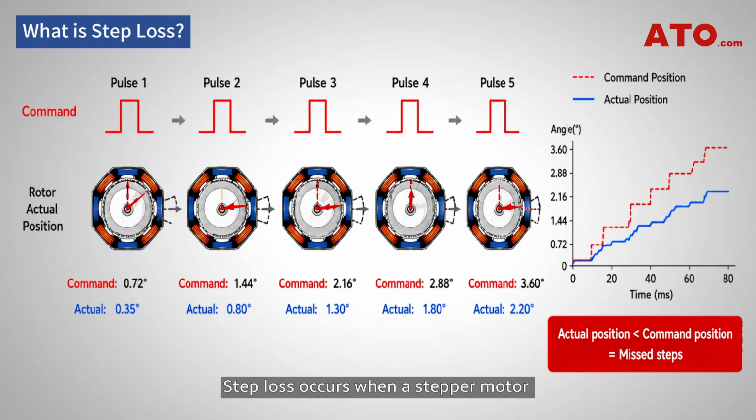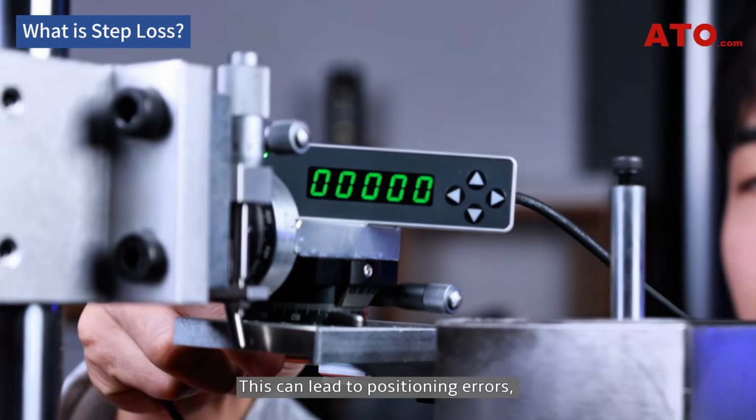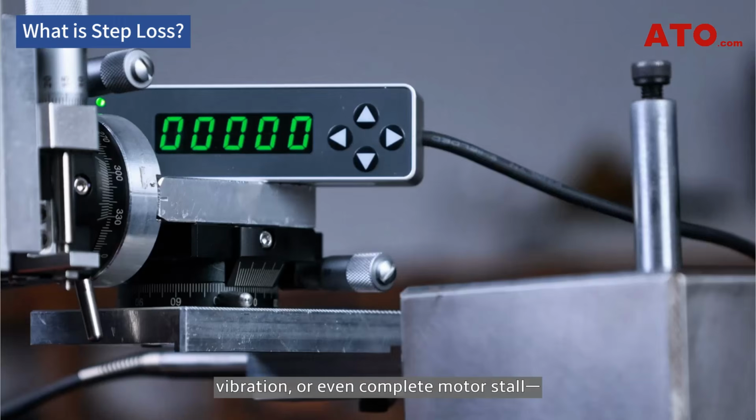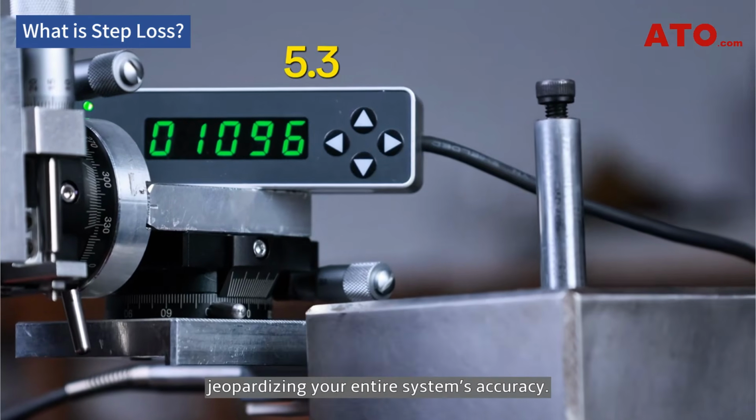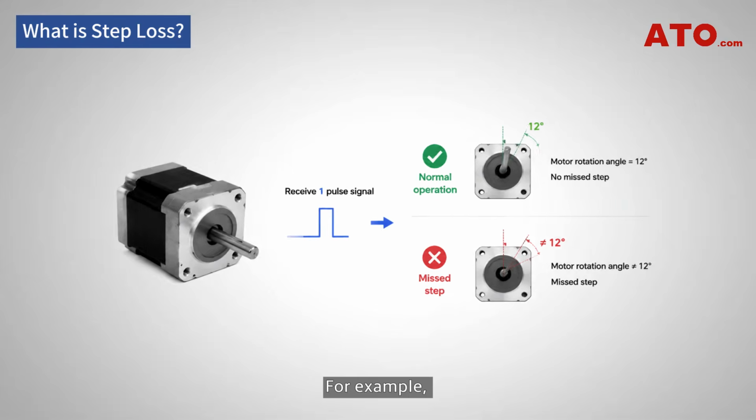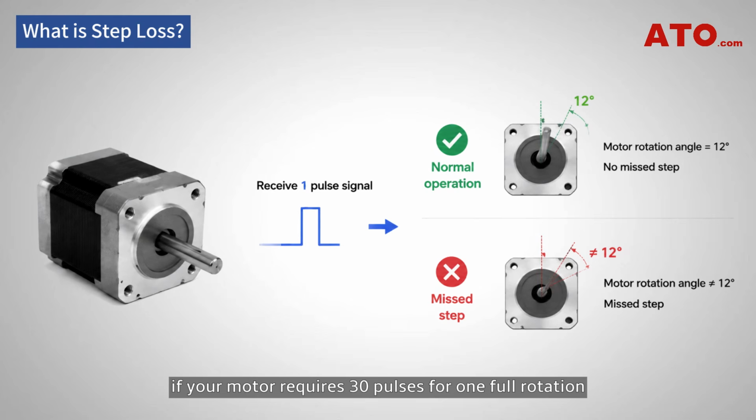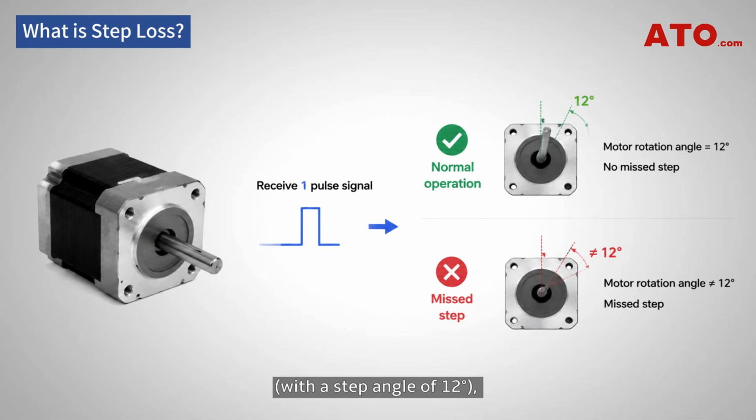Step loss occurs when a stepper motor fails to move the exact number of steps commanded by the controller. This can lead to positioning errors, vibration, or even complete motor stall, jeopardizing your entire system's accuracy. For example, if your motor requires 30 pulses for one full rotation, with a step angle of 12 degrees, but after a pulse, the rotor rotates less than 12 degrees, that's step loss.